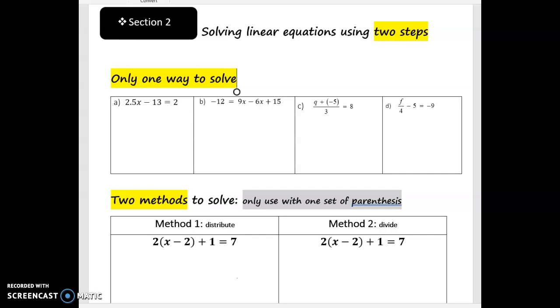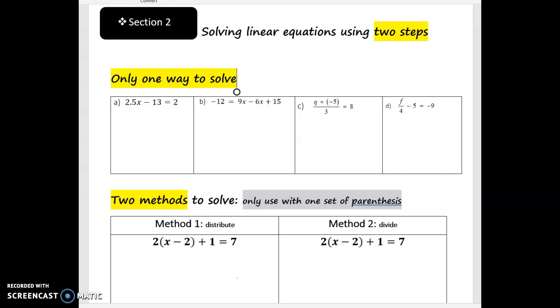Hi, Algebra students. These are your notes for Chapter 1, Section 2. So today we're going to work on solving linear equations using two steps. Yesterday you might remember we solved equations with simple one steps, like either just add, subtract, multiply, or divide. Today these equations have two steps.